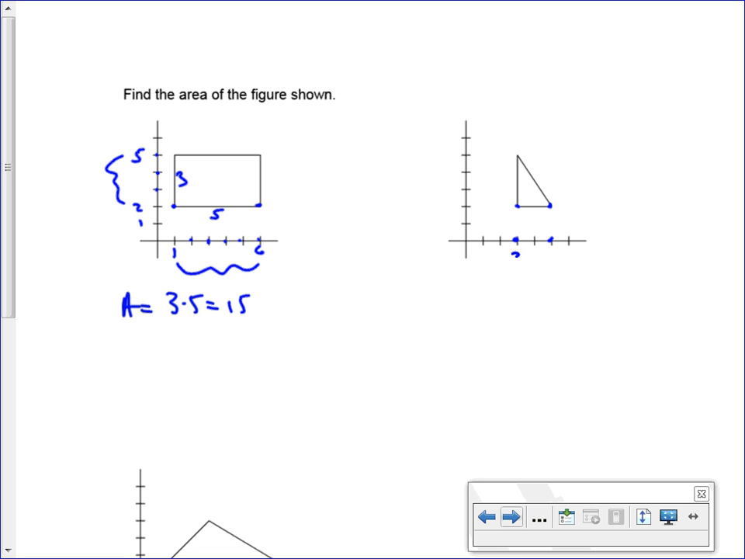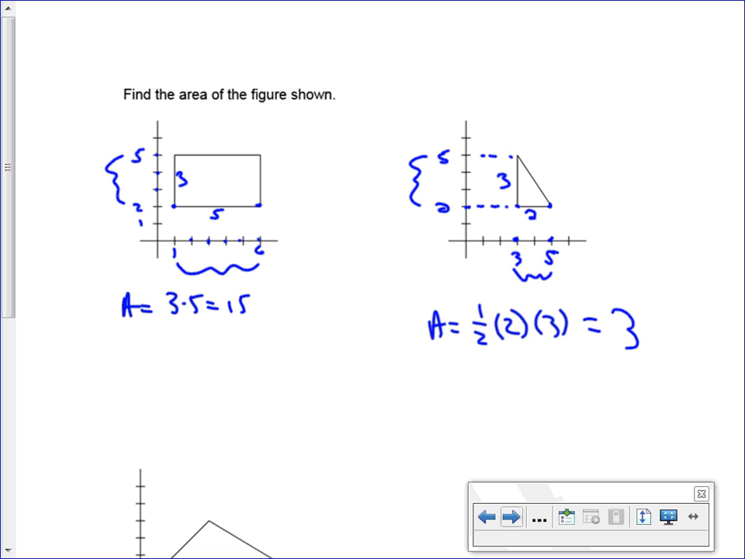So this is 3 and this is 5, so the distance from 3 to 5 is 2. And then over here, this is 2, and this is 5. That distance is 3. And then make sure you don't forget the formula for the area of the triangle, which is 1/2 base times height, and that gives me an area of 3.